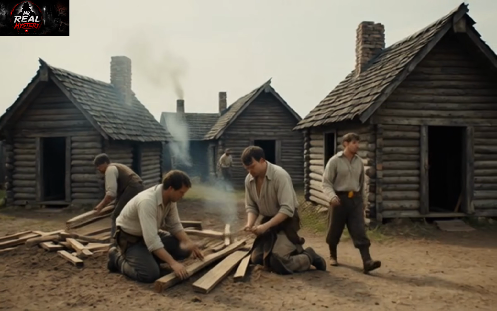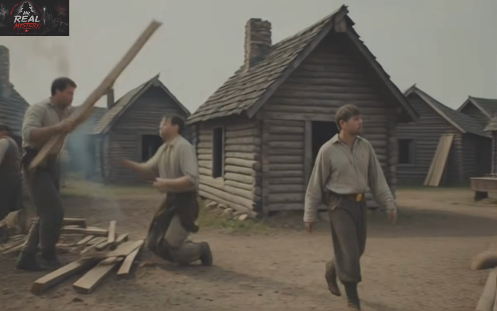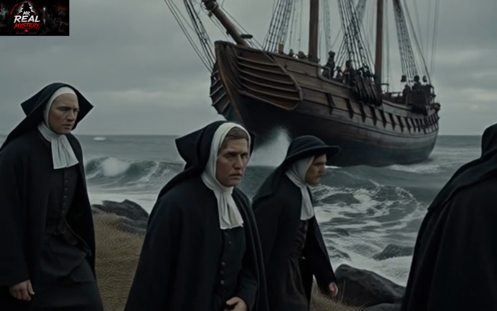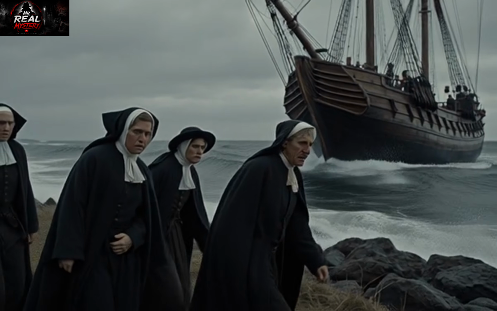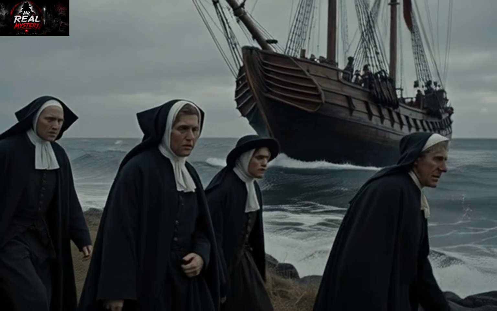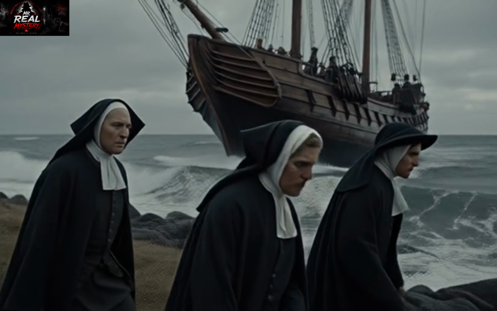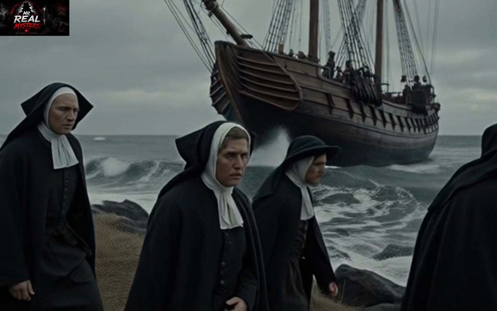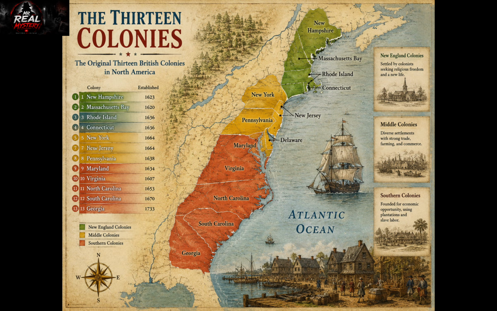A few years later, in 1620, another group known as the Pilgrims arrived aboard the Mayflower. Seeking religious freedom, they established Plymouth Colony in present-day Massachusetts. Over time, more colonies appeared along the Atlantic coast. By the 1700s, there were 13 British colonies stretching from New Hampshire to Georgia.